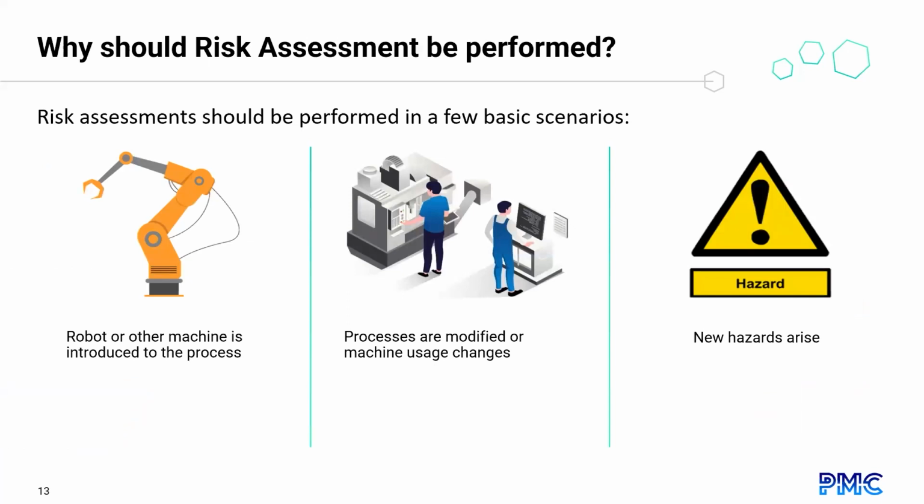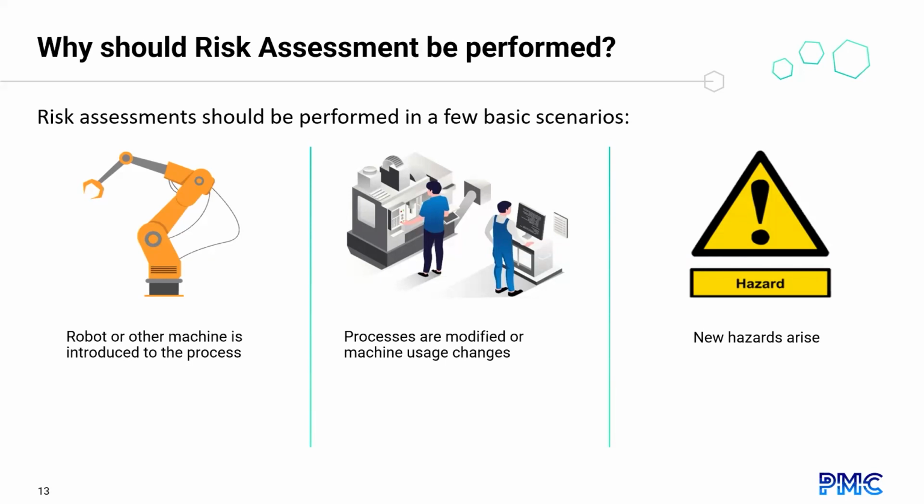So here I have listed some basic scenarios where we should perform the risk assessment. When a robot or some machinery is added to the process, it doesn't matter if it's a conventional industrial robot or a cobot, for example. And talking about cobots, they add a layer of complexity, because a selling point of cobots is that they can work side by side with operators without the need for isolation with security fences.